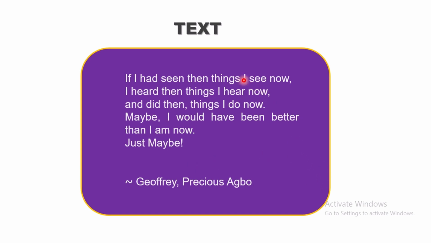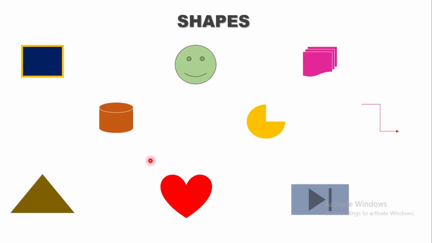This poet is trying to tell us that she has grown. Of course, if she had seen then things she sees now, heard then things she hears now, and did then things she does now, she said maybe she would have been better than she is now. Just maybe. Actually it's a she, not a he. So a text as an object. Shapes, and their objects too.